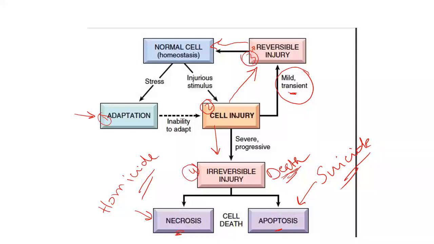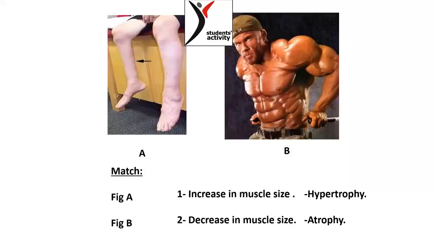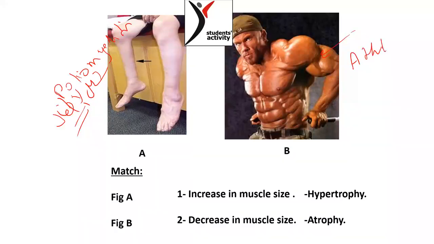Start with this match. In A, you have two legs, and this patient has what is called poliomyelitis, which is polio. This is paralysis occurring in children due to viral infection. And in this one you have an athlete. Okay, this is an athletic person. Fine. If you look at both, you have changes in the muscle, in this leg and here.